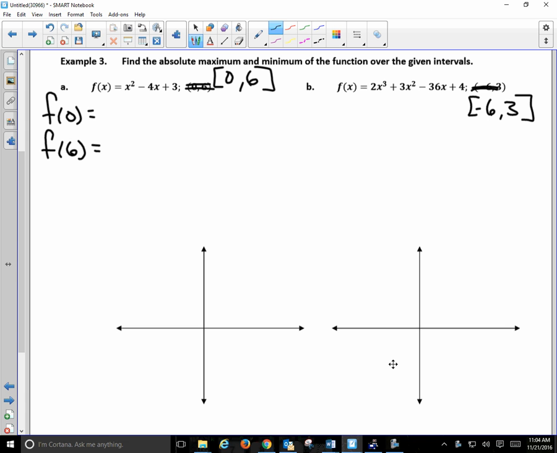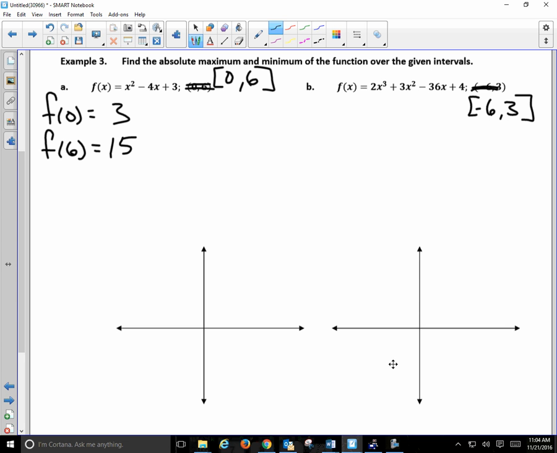If you plug in 0, what do you get? 3. If we plug in 6, we get 36 minus 24 is 12, plus 3 is 15. So does that mean that 3 has to be the smallest value over that entire interval? No. Why not? Yeah, the graph could behave differently than what you see from these values.